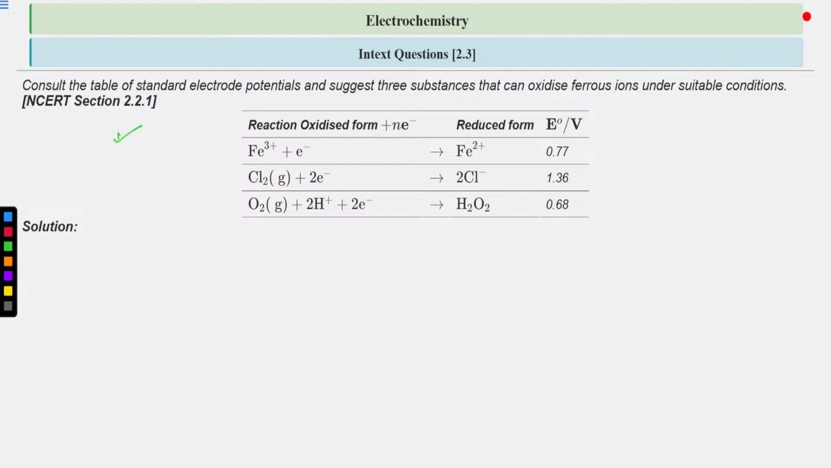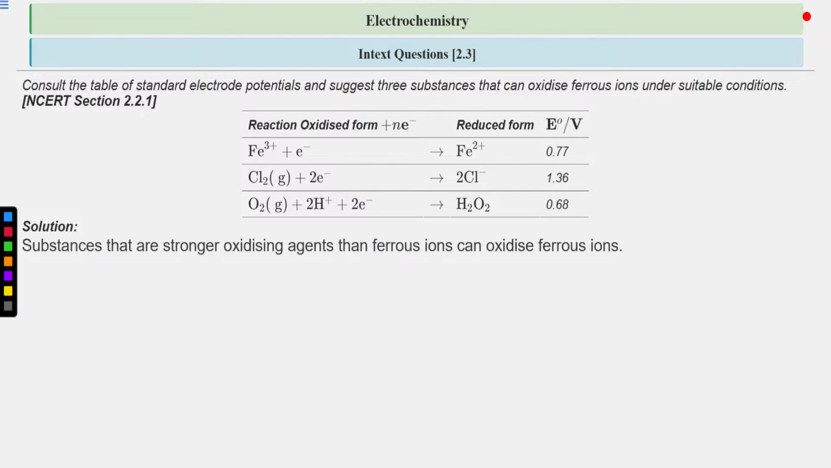So, how can you solve this question? What we are asking is to suggest 3 substances that can oxidize the ferrous ion under suitable conditions after consulting this table. So, the substances that are stronger oxidizing agents than the ferrous ions can oxidize the ferrous ions, right? So, Fe2 plus will give us Fe3 plus and an electron. This is the oxidation reaction for the Fe2 plus. We just write the reverse reaction for the first reaction in this table, right? So its E naught value will get reversed. So positive will become negative.